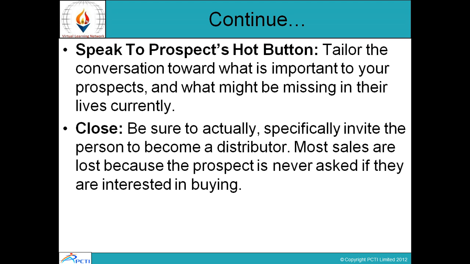Close. Be sure to specifically invite the person to become a distributor. And this can be done by providing your visiting card. Before closing any conversation, you should give the other party a kind of reference, so that if in the near future or at any point of time they want to communicate with you, they have a contact number or some communication mode.